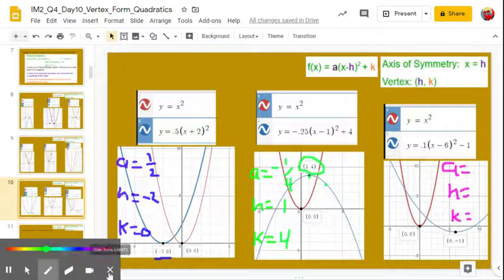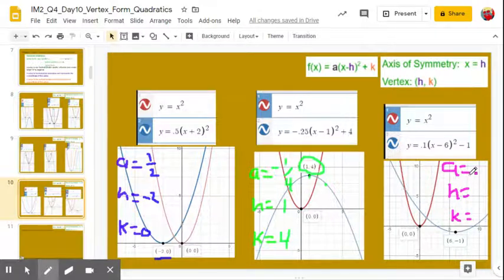All right, last one. Then I'll let you play on some if you need some more with Desmos. So a in this case is, be careful, that's 0.1 or 1/10. So our a value is 1 over 10. All right. Our h value is 6. Our k value is negative 1. So I expect my vertex to be at (6, negative 1). There it is. (6, negative 1).